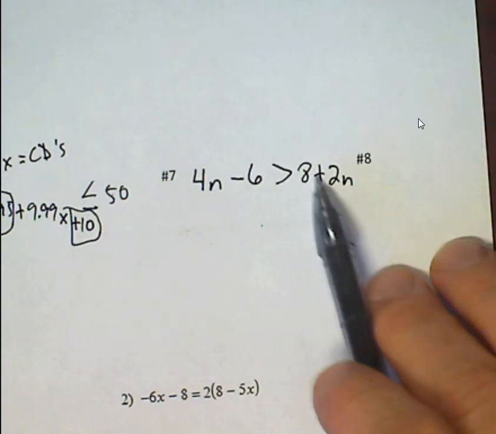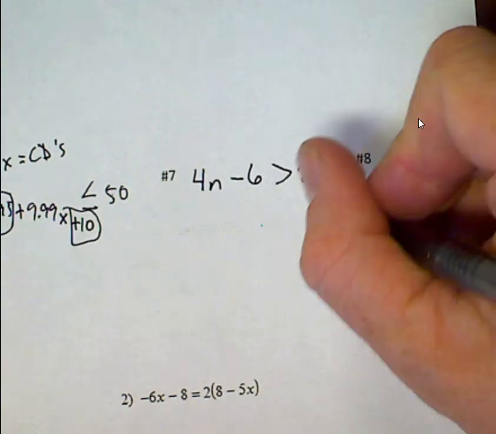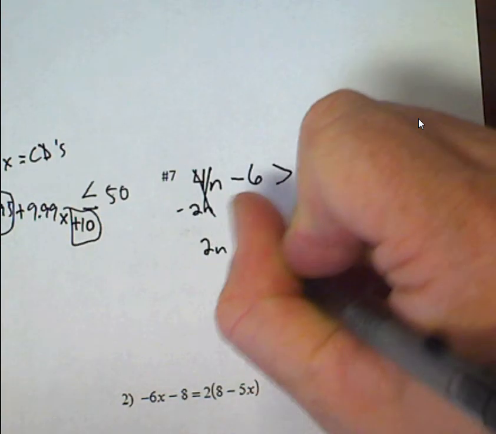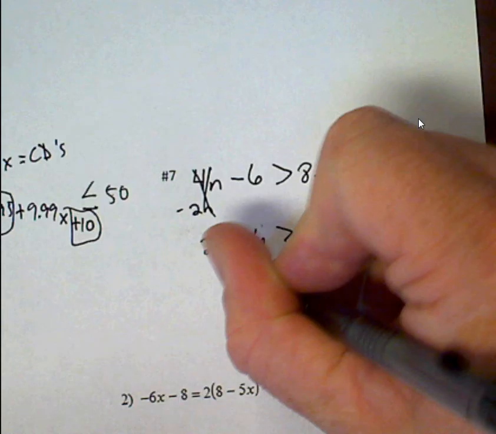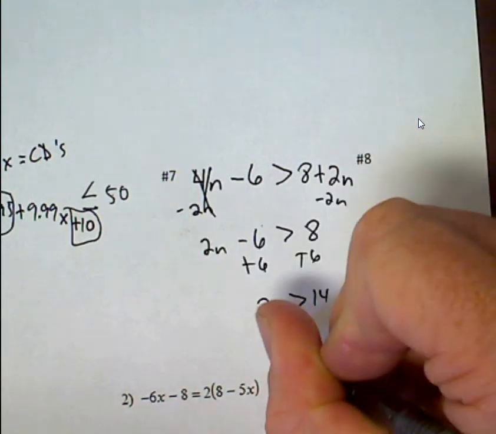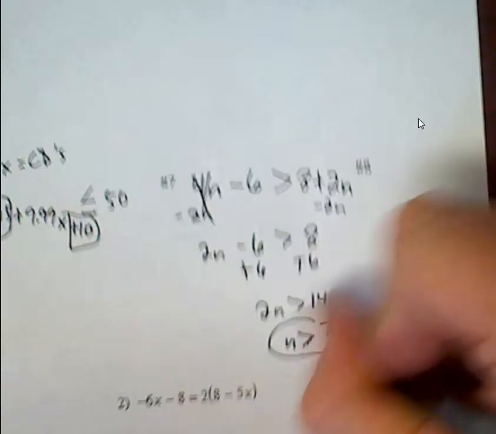Now you can go ahead and solve. Bring the 2n over. That's 2n minus 6 greater than 8. Add 6, 2n is greater than 14. n has to be greater than 7.